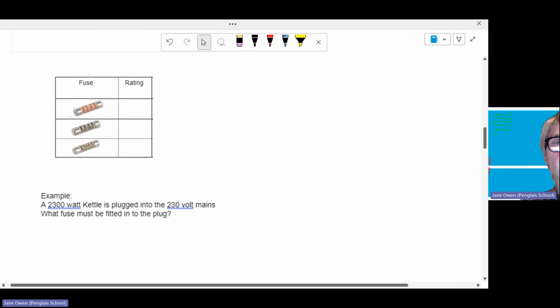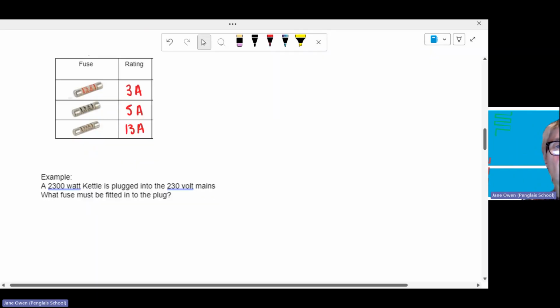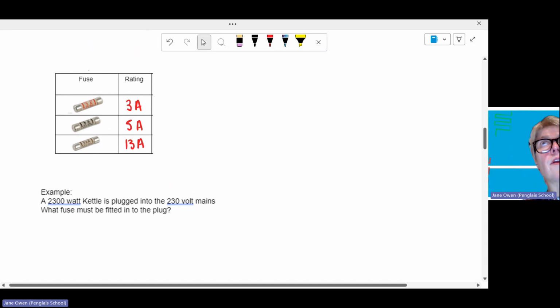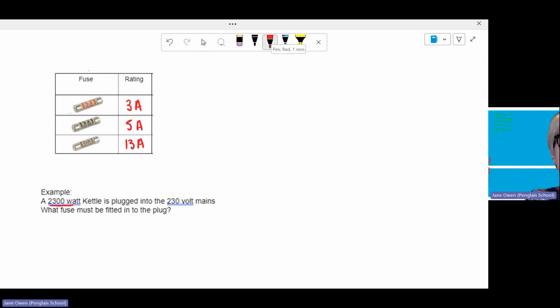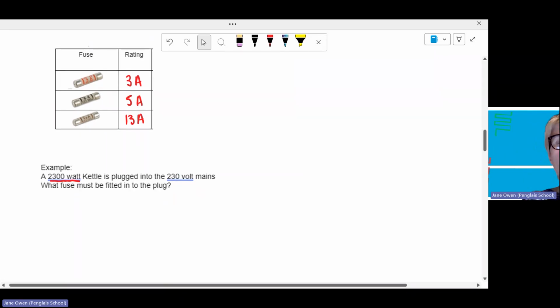So fuses have ratings. For example, 3 amp fuse, 5 amp fuse, 13 amp fuse that we can see here. And when we're using fuses, we have to look at how much power the appliance is using. For example, in this example here, there's a 2300 watt kettle, and it's plugged into the 230 volt mains. Sometimes the exam question might say 220 or 240 volts, but mainly it's 230 volts that we use.